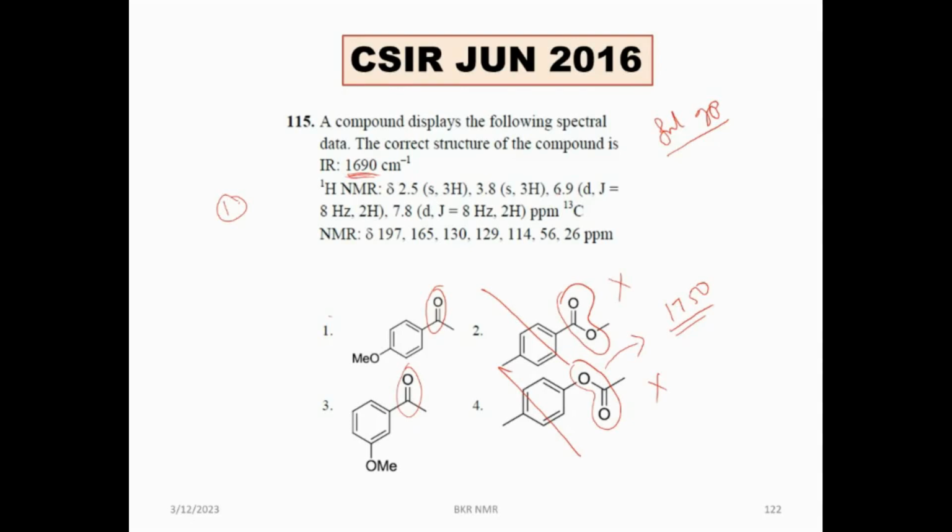Then I see in the proton NMR a 6.9 doublet and a 7.8 doublet. Doublet and doublet, what does that mean? 2 hydrogen doublet, 2 hydrogen doublet. Para substitution. So with para substitution, which one can I rule out? Now we know it is a ketone, but which one can we rule out because of para? 3, ma'am. Once 3 is out, what is the answer? 1.